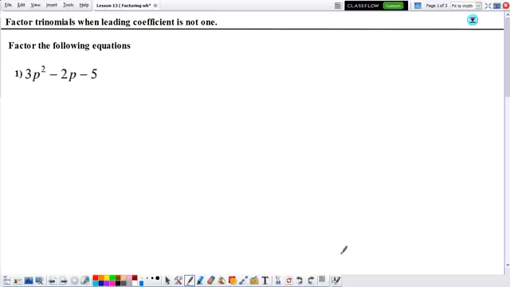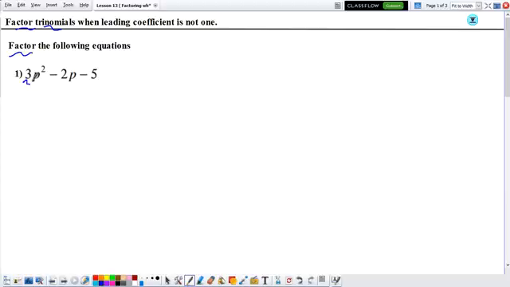Today, we will see how we factor trinomials when the leading coefficient is not 1. So here we have an expression which they're asking us to factor. Now I notice that it's a trinomial, 3 terms, and I also notice that the leading coefficient is not 1. Here the leading coefficient is 3.